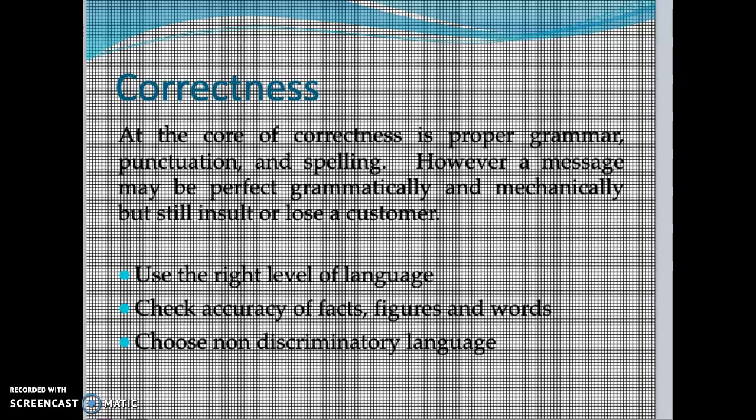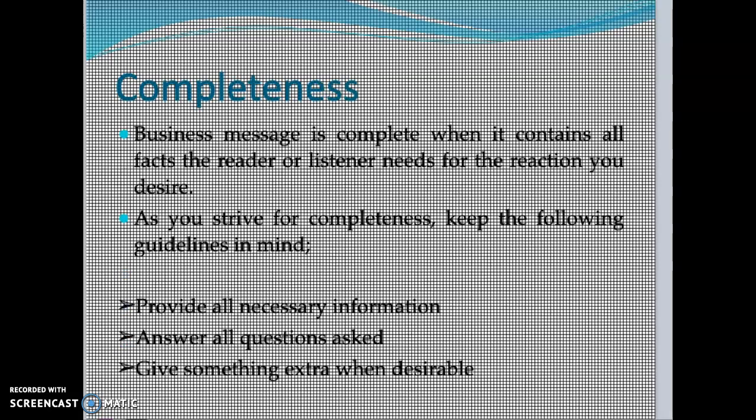So we're going to talk about these in a little bit of detail, but correctness is using the right level of language, checking for accuracy of facts before they're said, and choosing non-discriminatory language. So when you review, like I said, the videos that I put out there, the majority of people that speak are correct with what they're saying in general. They're complete. They provide all the necessary information that you need. They answer all questions that are asked as best they can, and they give something extra when desirable.